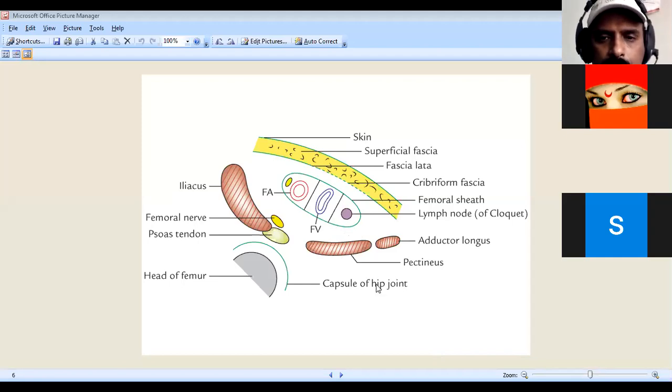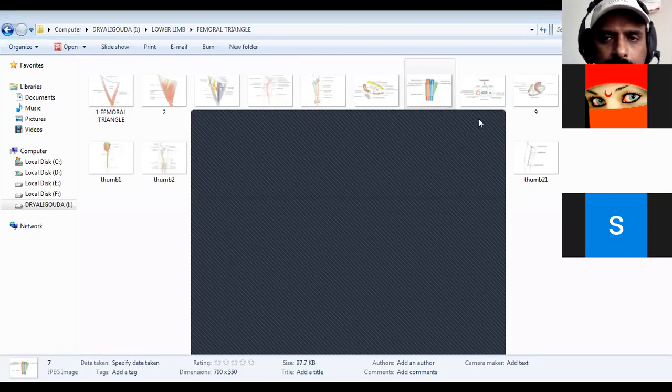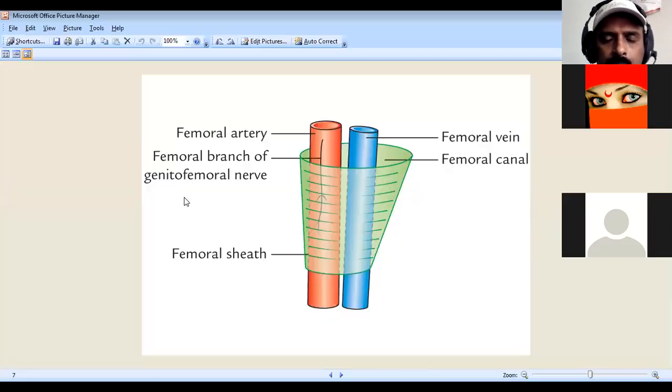Next, you have to see the next diagram of the femoral sheath. In the femoral sheath, it appears funnel shaped, a funnel shaped fascial sleeve enclosing the upper part of the great vessels of the lower limb. That is the femoral vein and femoral artery; you have to remember that.